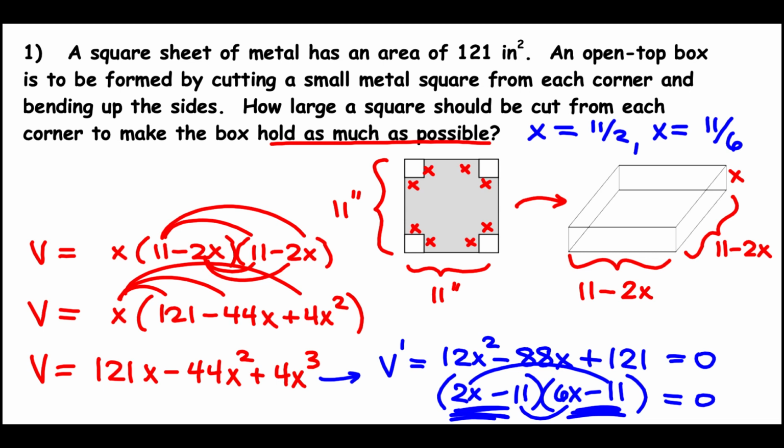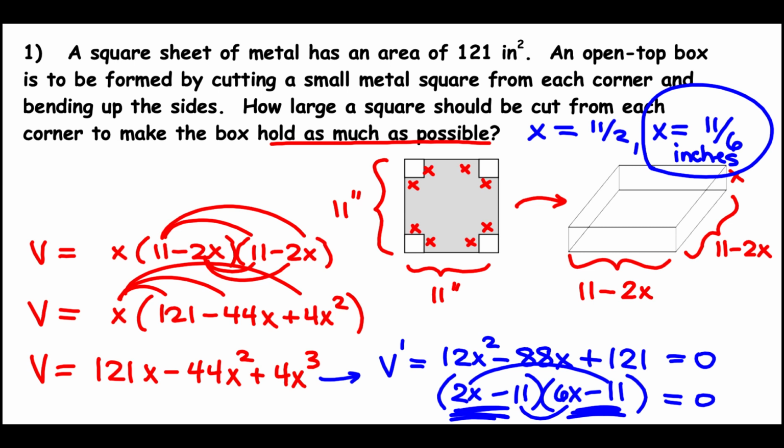And the answer here is 11 sixths, or 1 5/6 inches. That's what I want to use. This will be the answer. Make sure I got my units on there. I'll spell it out. Right, so you want to cut off 1 5/6 inches squares from each corner of that rectangle.